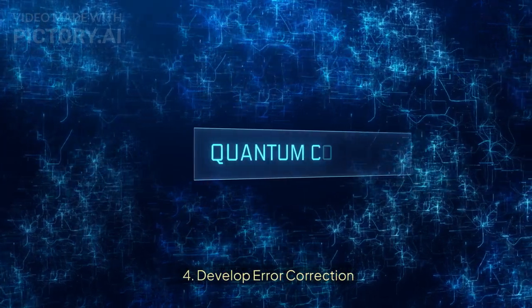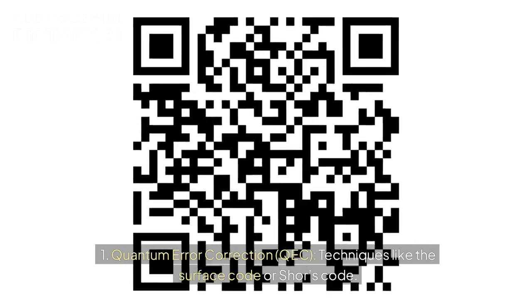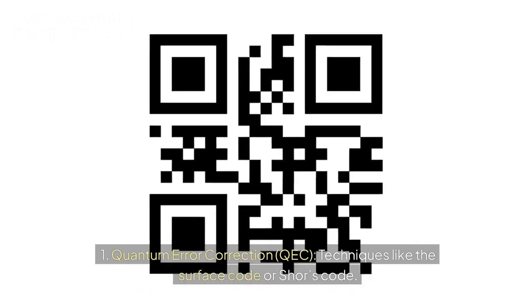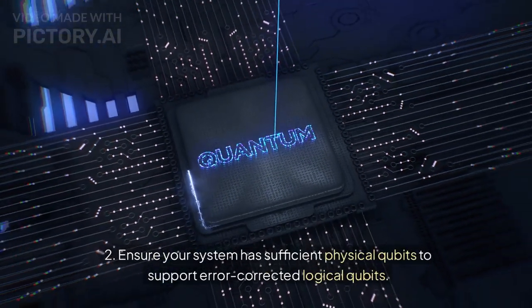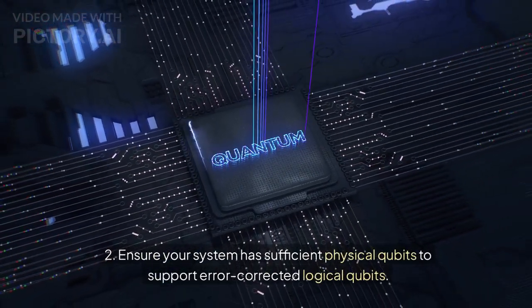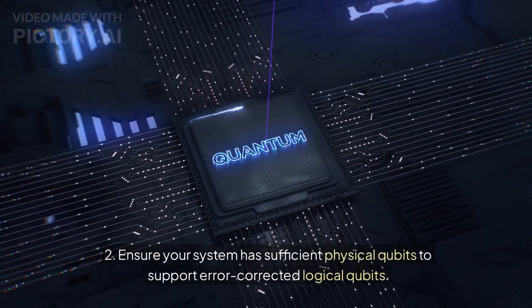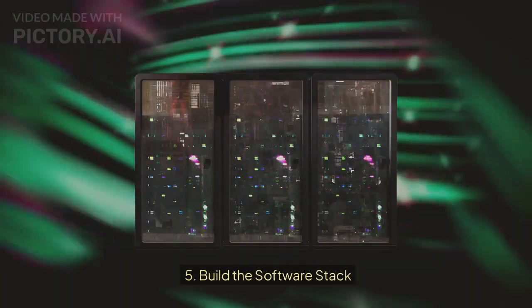4. Develop error correction. Quantum systems are prone to errors due to noise. Implement 1. Quantum error correction, QEC, techniques like the surface code or Shor's code. 2. Ensure your system has sufficient physical qubits to support error-corrected logical qubits. 5. Build the software stack.